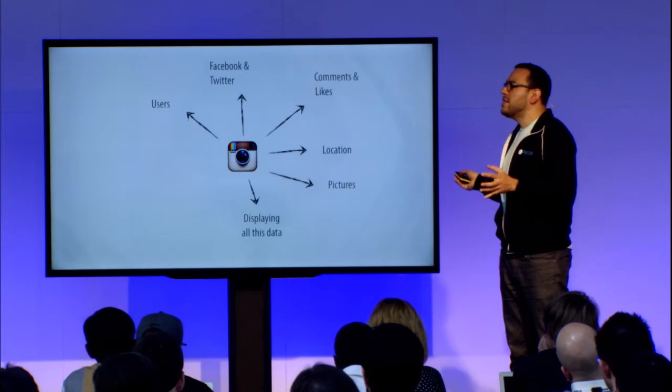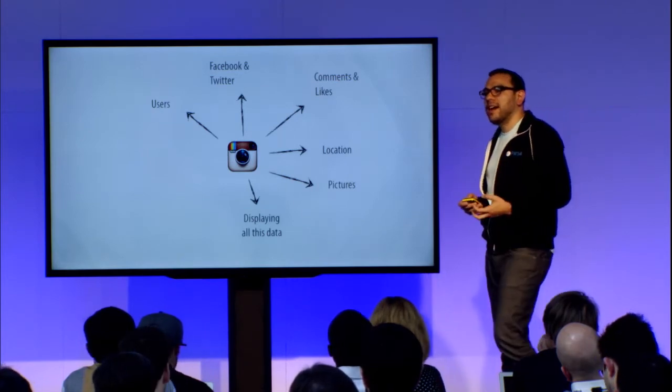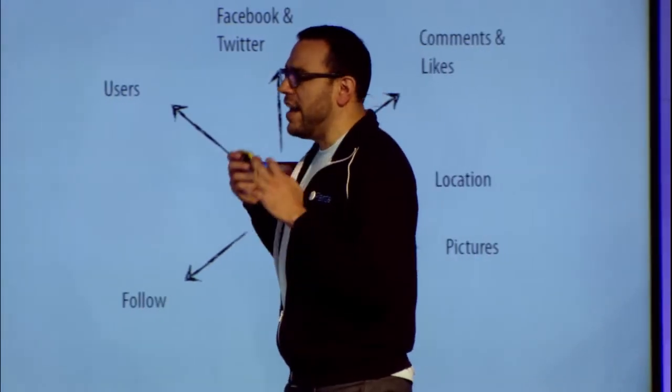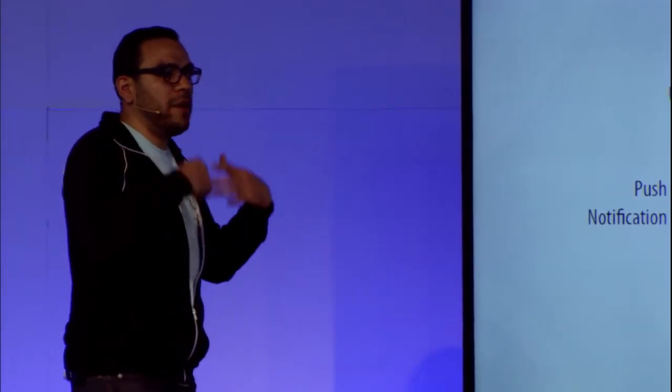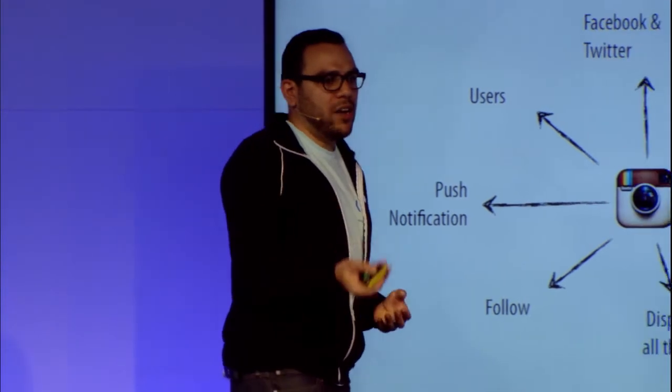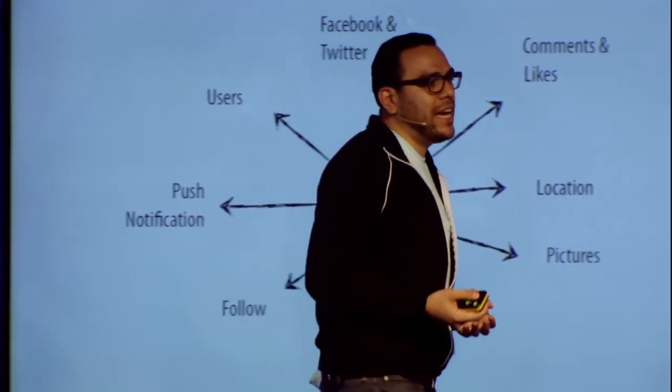Once you have all of this, you need a way of getting that data and displaying it. You also have to model a relationship between users so that you know which users are following which users. Finally, Instagram uses push notifications to keep people coming back to the app. That way they can know if someone left a comment on their photo or if someone liked their photo. So let's go through all these pieces and show you how you can do this with Parse.